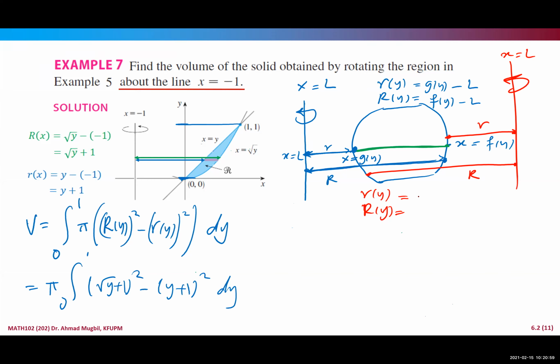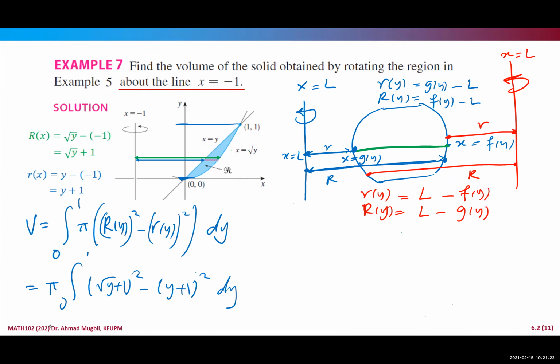L minus f of y, yes Shabab. Be careful. It is on the right, so it is bigger. What is on the right is bigger. If you said f of y minus L, it will be negative. The length is not negative, impossible. It is a radius. Be careful. So now the next one will be L minus g of y. I wish this is clear.